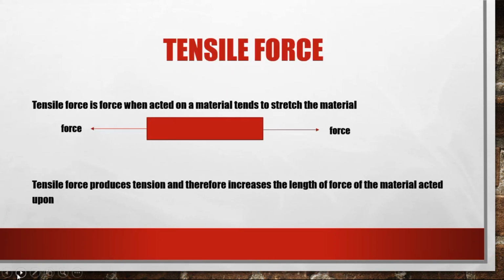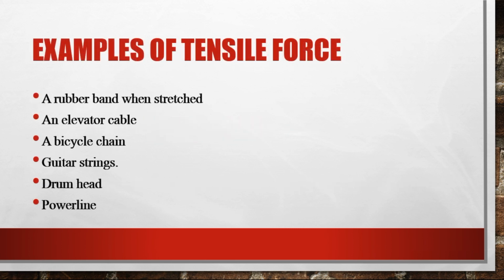So, to begin with, tensile force is that force which, when acted on a material, tends to stretch the material. As you can see, this is a body that is being pulled from both sides. This will make the body increase in size. So we can say that tensile force produces tension and therefore increases the length of the material acted upon. So it basically increases the length of the material acted upon.